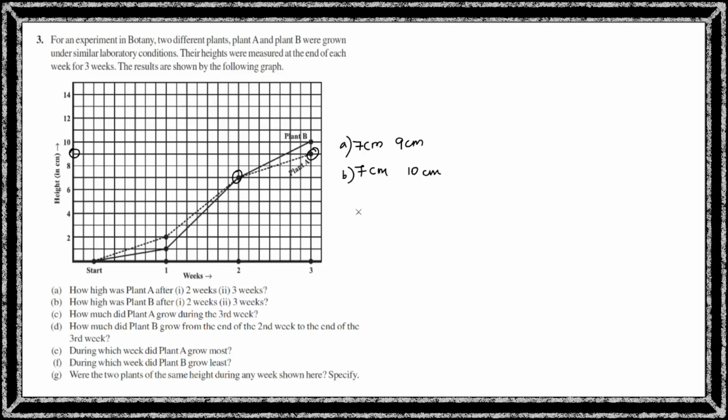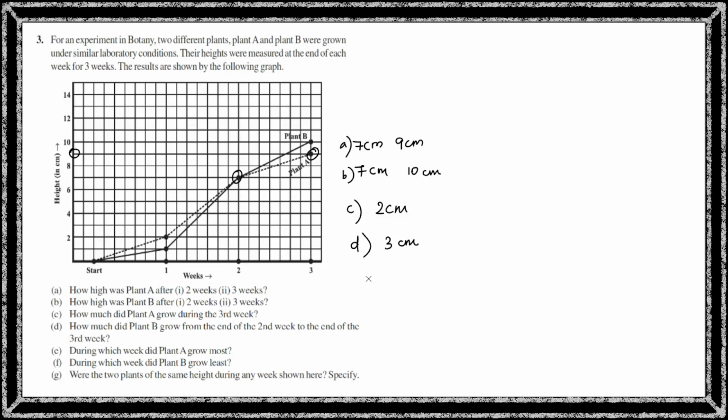And the C bit, how much did plant A grow during the third week? So during the third week, plant A has gone from 7 to 9 centimeters. So it has grown by 2 centimeters, right? And in the D bit, they're asking the same for plant B. From the end of the second week to the end of the third week is the same as the duration of the third week. So here it is 3 centimeters. 7 to 10 is 3 centimeters of growth.